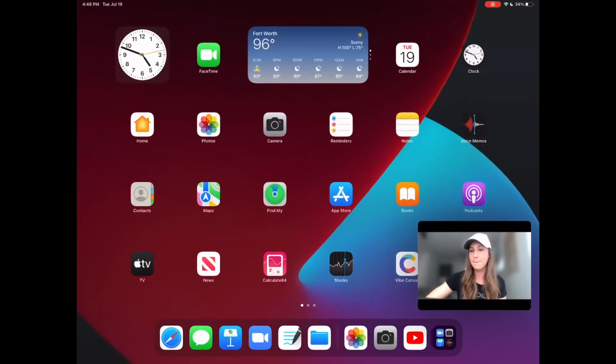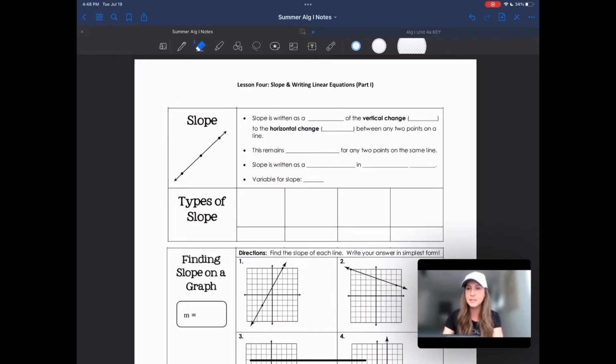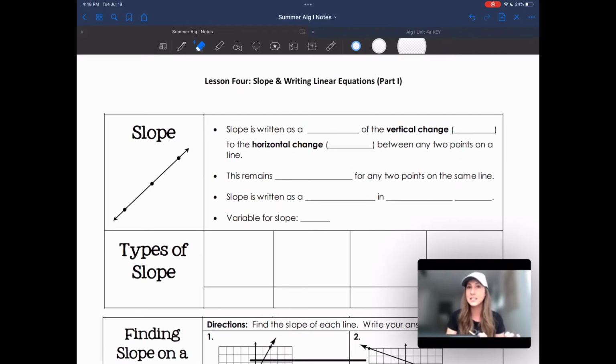We're going to pick it back up today with lesson 4 over slope and writing linear equations. So let's zoom this in here. Our last lesson was a little bit tricky. I think this one is going to be a little bit simpler to follow, and you probably have learned a little bit about this already. So let's fill in some stuff right here about slope, do a bit of a review.